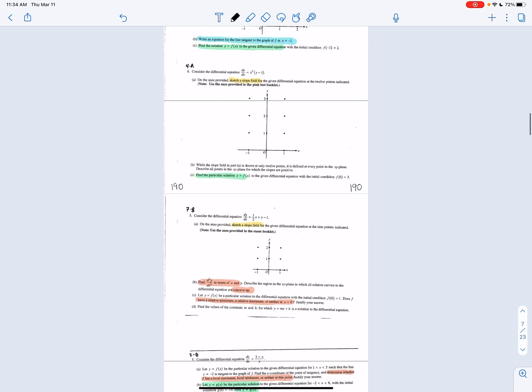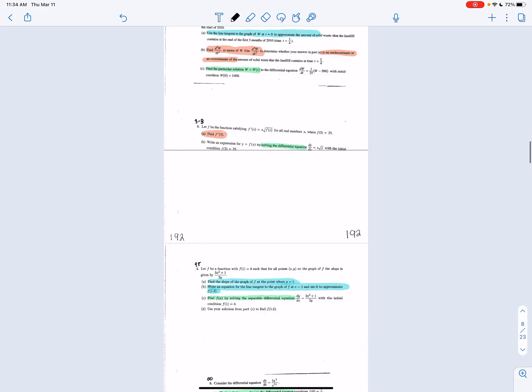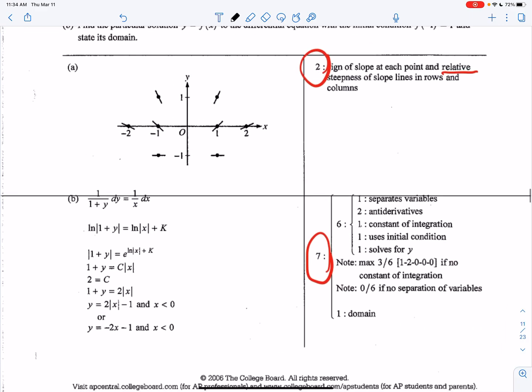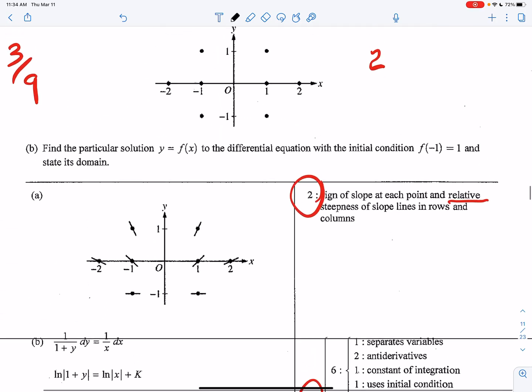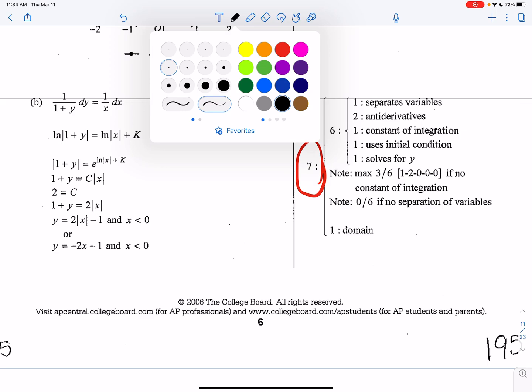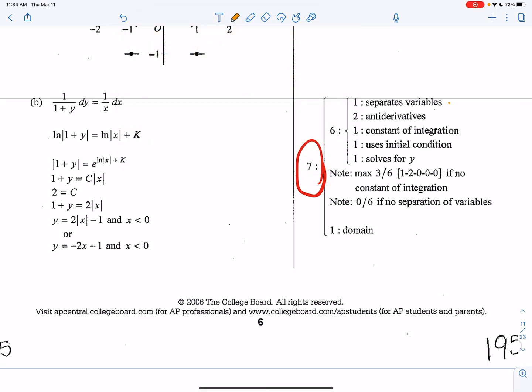Okay? I want you to take a look at the point system now. Every scoring guideline is a little bit different, but generally they have the same type of scoring. Now I want you guys to understand how to read this. I think this is the one that we did. Okay, so take a look. They give you 1 point just for separating the variables. Now the next one is a 2 or nothing here.